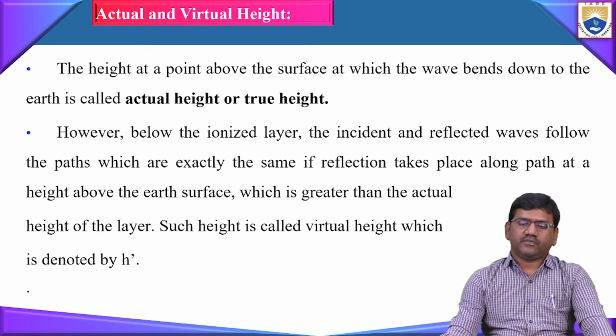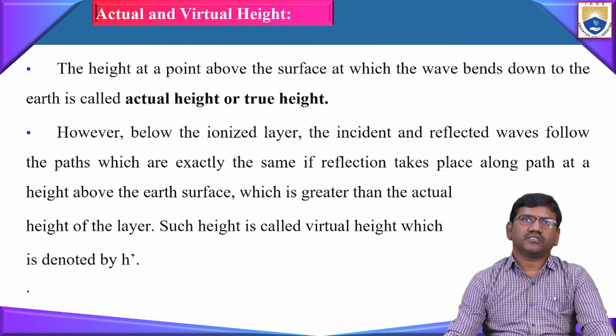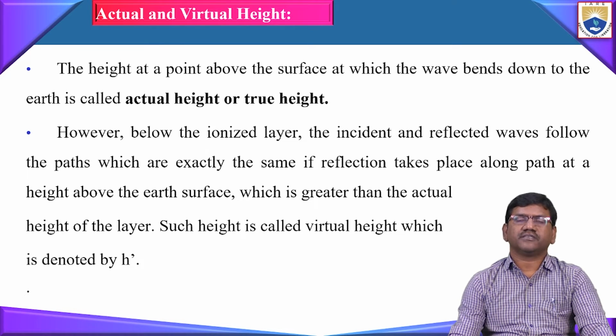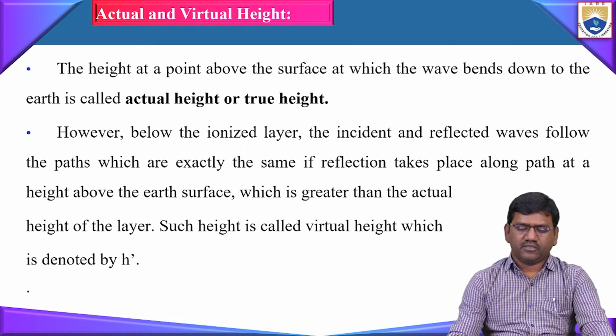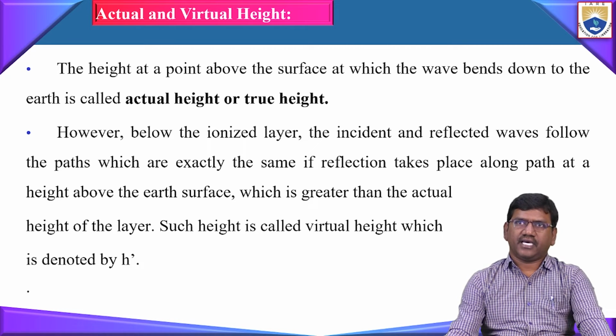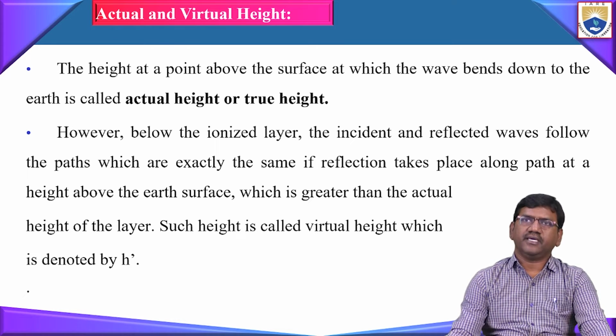The height at a point above the surface at which the wave bends towards the earth is called the actual height or true height. However, below the ionized layer, the incident and the reflected waves follow paths which are exactly the same if reflection takes place along a path above the earth's surface, which is greater than the actual height of the layer. Such height is called virtual height, which is denoted by h.